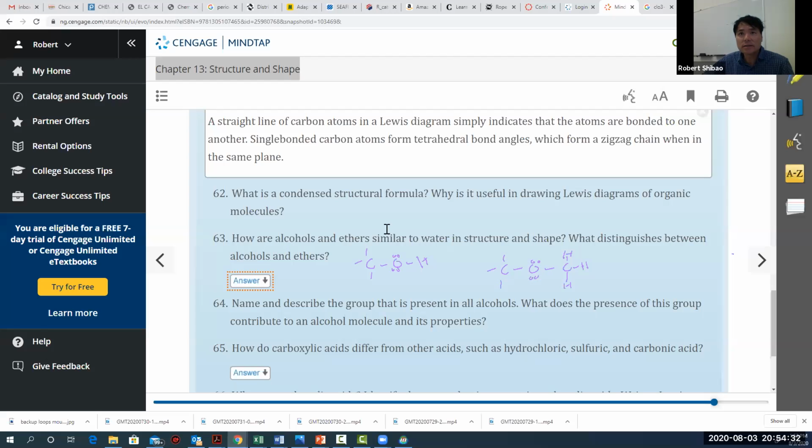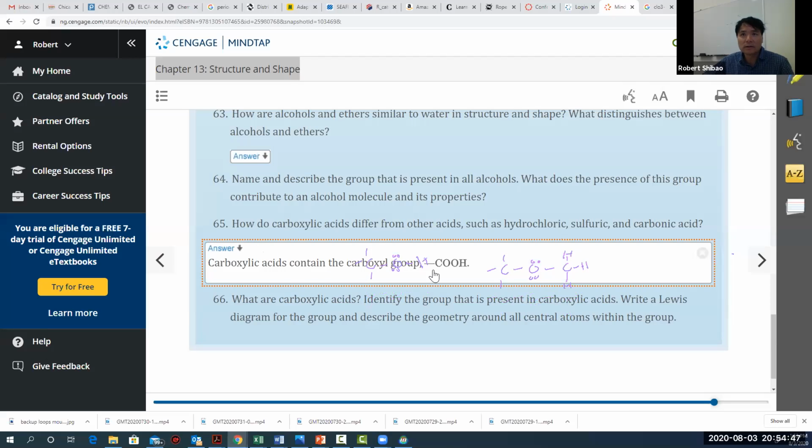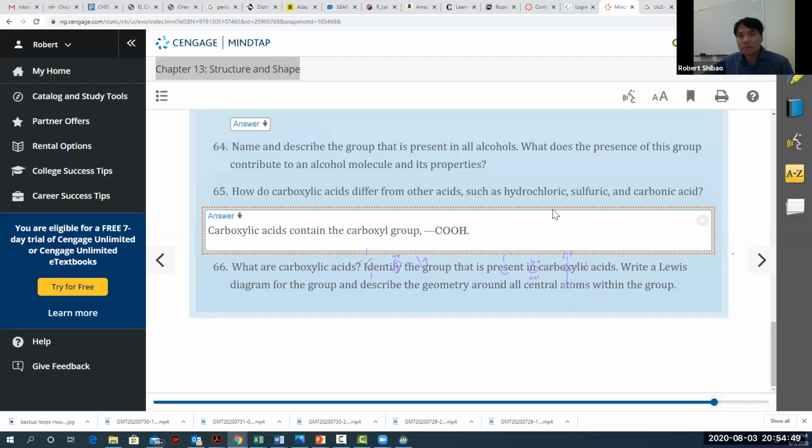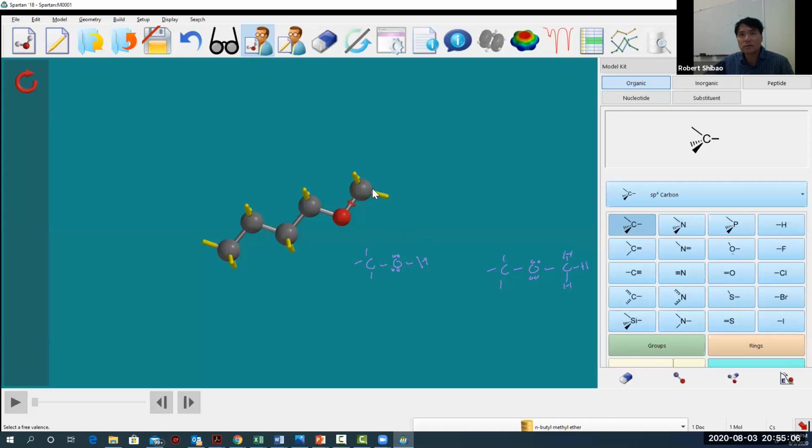How do carboxylic acids differ from other acids such as hydrochloric, sulfuric, and carbonic? Well, all carboxylic acids have the COOH group. Hydrochloric does not, sulfuric does not, carbonic, let's see, does not. And so carboxylic acids have the COOH group. Now the structure of the COOH group doesn't look like this. The structure looks totally different. Take a look at the structure of the COOH group.